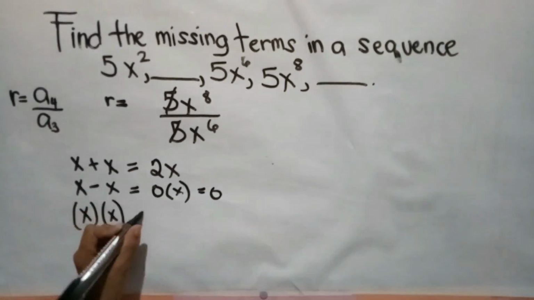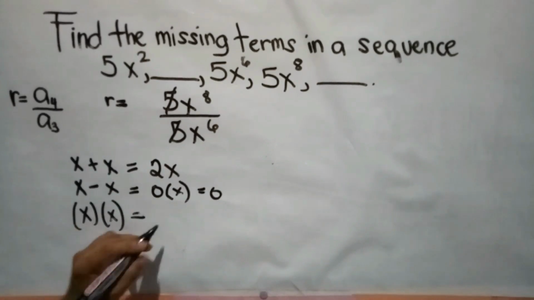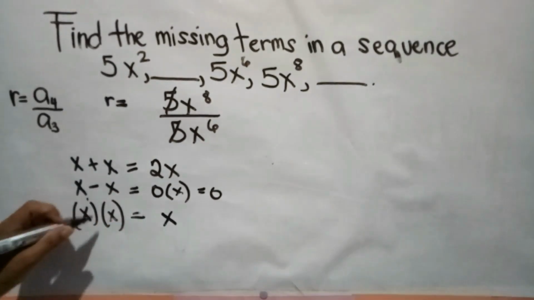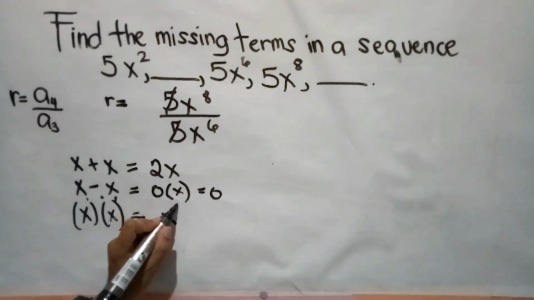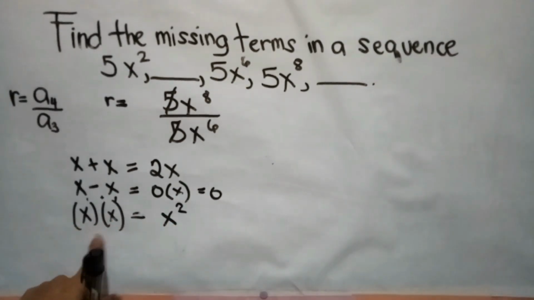Next, multiplication. So the rule in multiplying the same base is to copy the base, then add the exponent. So we have base is equal to x, then add the exponent. So we have one exponent here and one exponent here. So 1 plus 1 is equal to 2. So we have x squared, or x multiplied by itself.